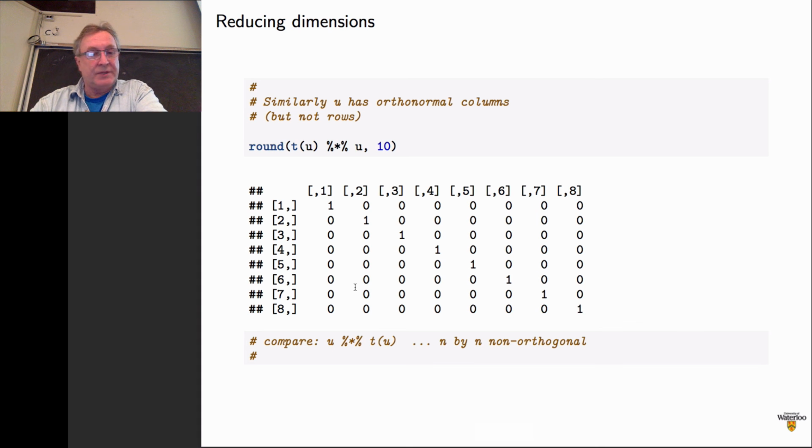And for U, same thing. Transpose of U times U is going to be an identity matrix. Try that. U U transpose is not going to be the identity. Okay, so we're only talking about the columns of U.